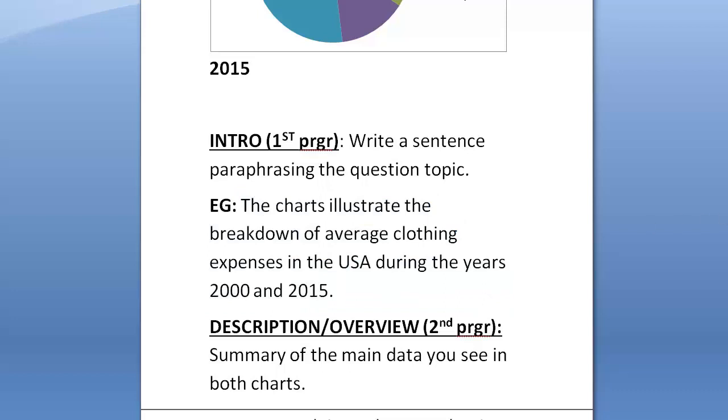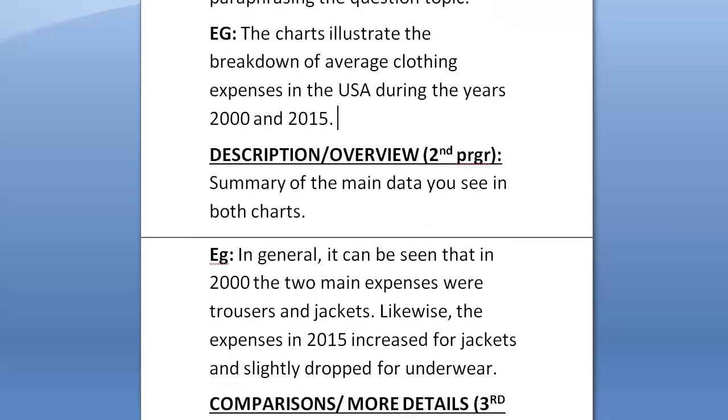And that's the introduction. Now, in your second paragraph, you write a description, an overview, which is a summary of the main data you see in both charts. This summary should consist of 2 to 3 sentences, and you should refer to 2 main points from each chart. So, 4 as a total. By main data, I mean the highest, the lowest values, or anything significant. Remember that you don't refer to numbers in this case, apart from the date, of course.